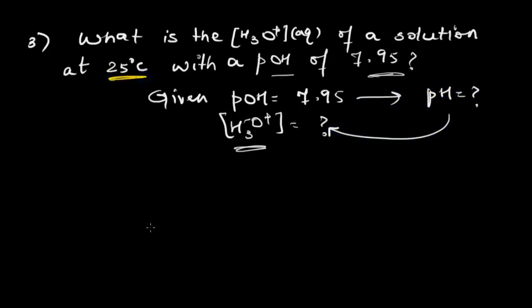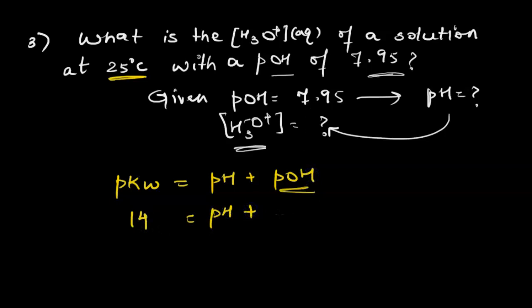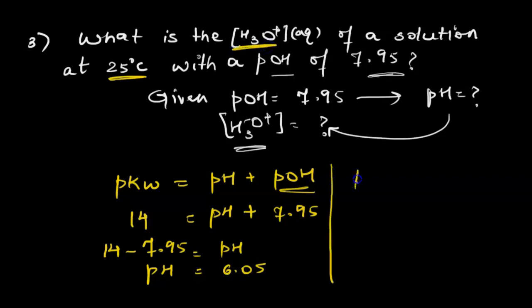Because this solution is at 25 degrees Celsius, we can apply the formula pKw is equal to pH plus pOH. pKw is 14. pH is what we are looking for. pOH is given to us as 7.95, and we isolate for pH. 14 minus 7.95 gives us a pH value of 6.05. Once we get the value of pH, we can find the hydronium ion concentration. As we know, pH is equal to negative logarithm of hydronium ion concentration.